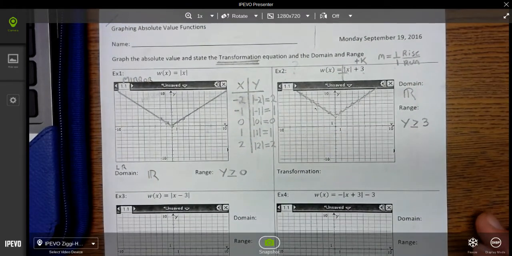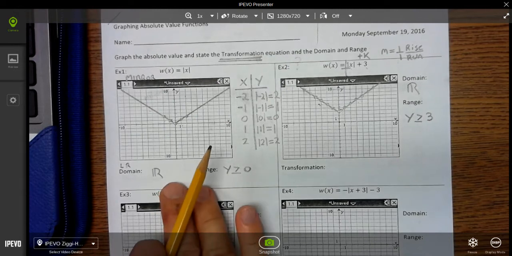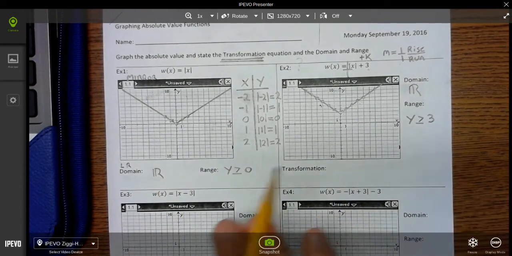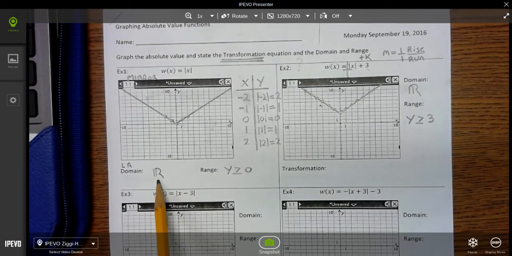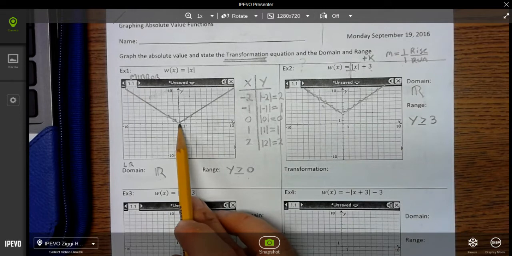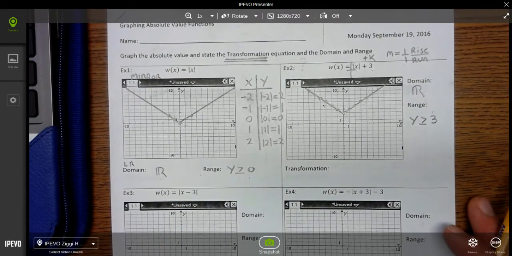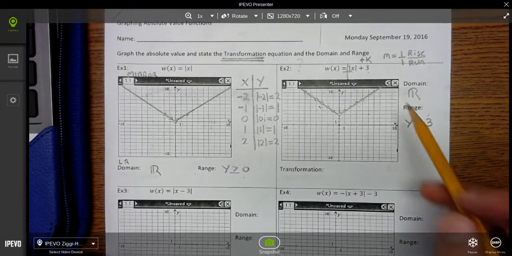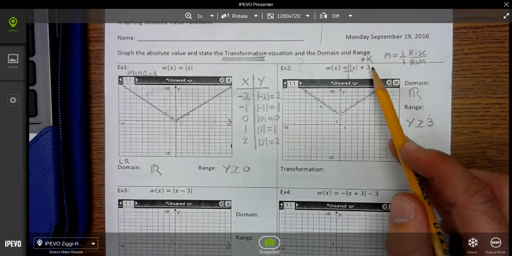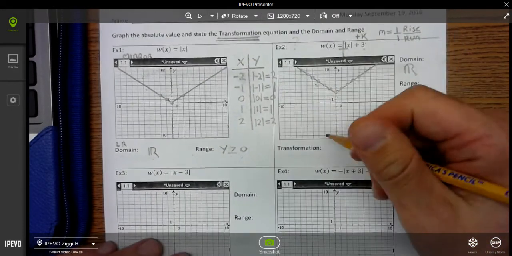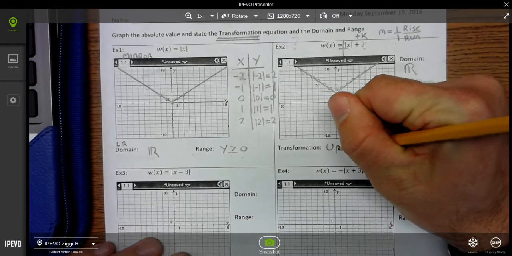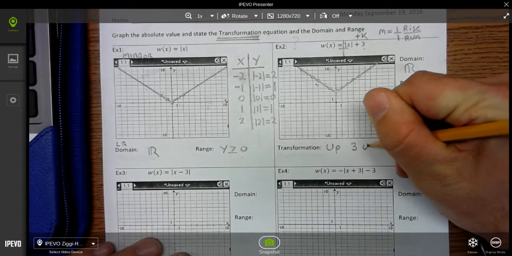Now what I'm hoping you see is, look at the domain and range for example 1, and look at example 2. Absolute value will always have a domain of all real numbers, and the range will always be y greater than or equal to a number. In this case, it was 0 because that's where it started. In this case, it's 3. So make sure you get the format correct when you're doing absolute value. Now the transformation. The only transformation we see is the plus 3, which is plus k, which is a transformation up 3 units.